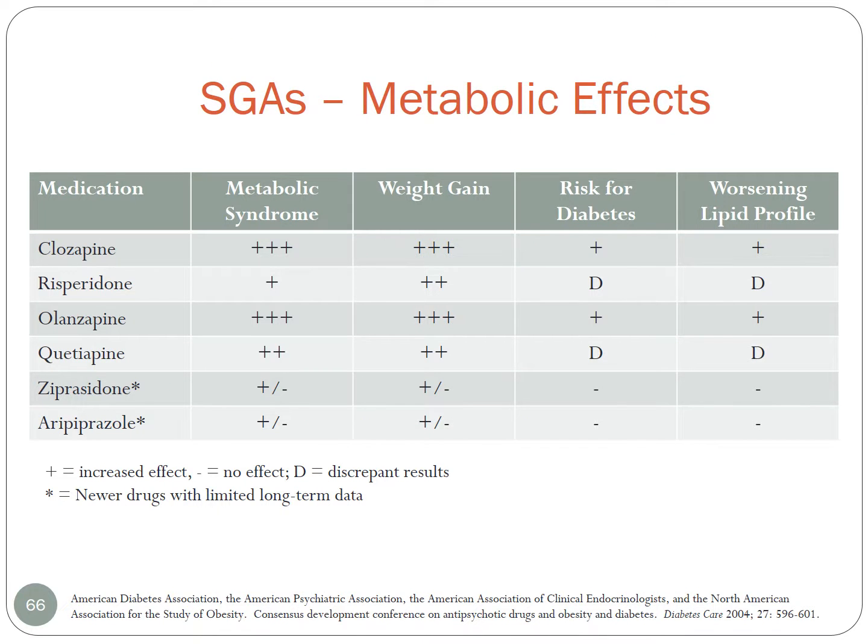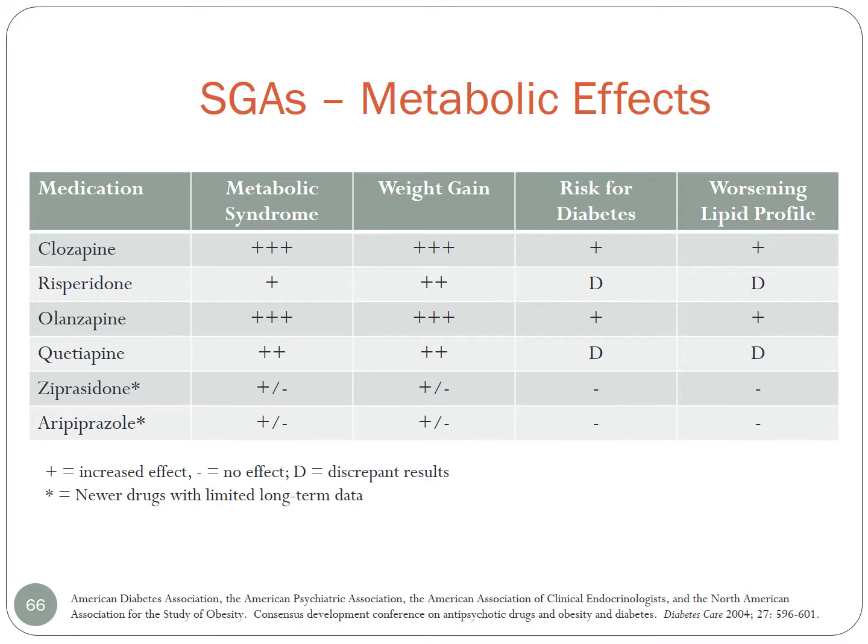The medications differ in their potential to cause the metabolic side effects, which again consists of things like weight gain, increased risk for diabetes, and worsening cholesterol. Clozapine and olanzapine are our biggest culprits, meaning that they're most likely to cause those side effects. Risperidone and quetiapine fall in the middle, and then aripiprazole and ziprasidone are considered lower risk.